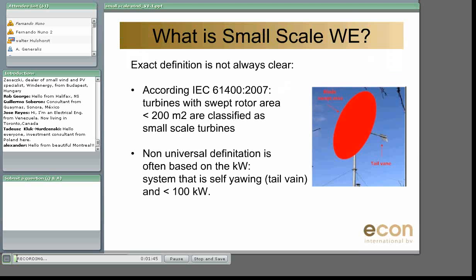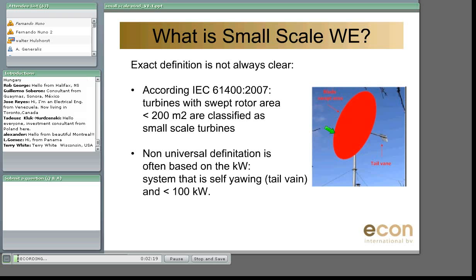So let's first start with what actually is small-scale wind energy. There is a definition in the IEC 61400 that says that turbines with a swept rotor area smaller than 200 square meters are classified as small wind turbines, and you have to know that the swept area of a rotor, which I've shown in the picture, is the red dot area, which should be lower than the 200 square meters.